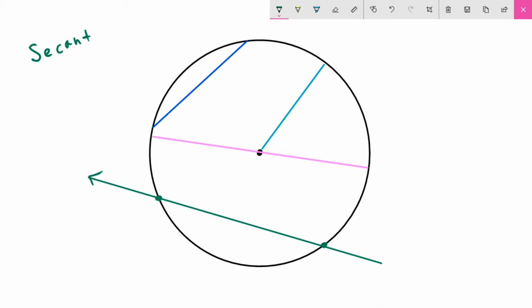The secant goes through the circle and just keeps going on forever because remember, it's a line. And so if this is A over here and this is B, we'd have to write AB, but with the line symbol above it because it is a line. It goes on forever. That is a secant.